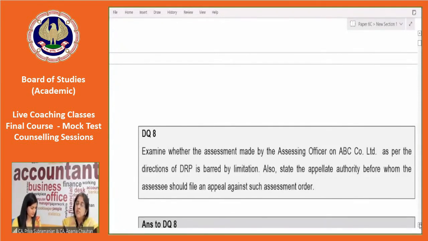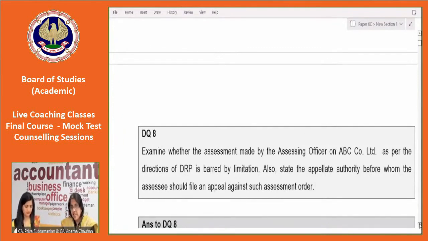Now, can it be the Commissioner Appeals? No, it cannot be, because DRP is itself a collegium of 3 principal commissioners or commissioners, constituted by the CBDT. Since DRP itself is a collegium of commissioners, you cannot file the appeal against that order before the Commissioner Appeals. You have to file it before the ITAT against the final assessment order.